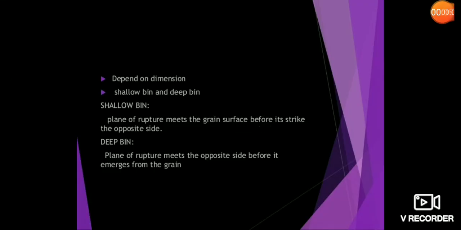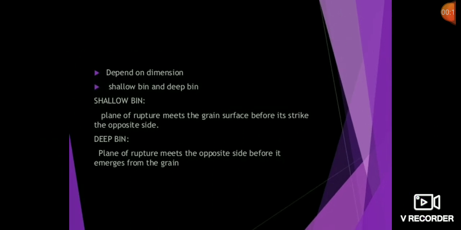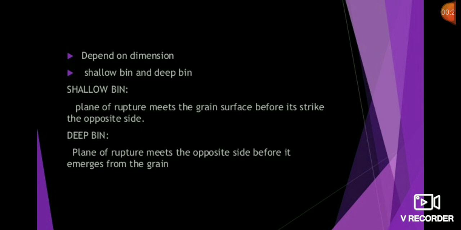And today we are going to discuss the different types of beans and their different properties and different theories given regarding these beans. So friends, first of all you should understand about the shallow bean and deep bean. Friends, shallow bean is that type of bean in which the plane of rupture meets the grain surface before it strikes the opposite wall. And for deep bean, the plane of rupture meets the opposite surface before it emerges from the grain.